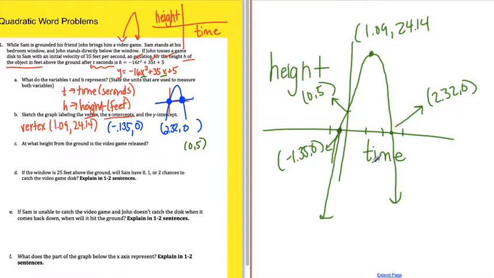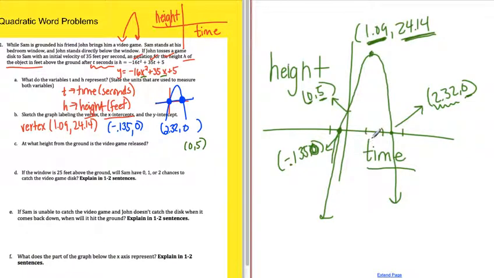Alright, now remember the x-coordinate is time and the height is your y-coordinate. So when I look at this, at 2.32 seconds, the height's 0. At 1.09 seconds, the height's 24.14. At 0 seconds, it's 5 feet. And at negative 1, I think I wrote that one wrong. Yep. Put the decimal in the wrong place. There we go. At negative 0.135 seconds, the ball or the game is at 0 feet.